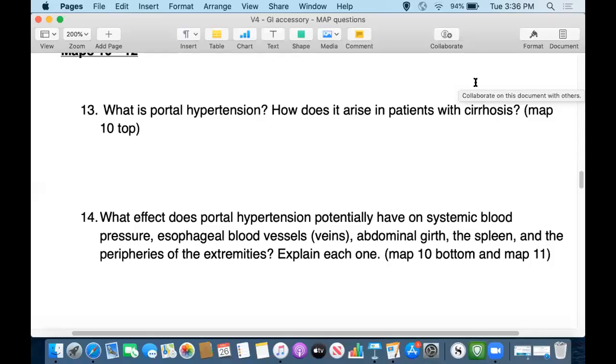Welcome to Variations 4, the gastrointestinal accessory organs unit. In this video, we'll be covering questions 13 to 20, still on the topic of acute hepatitis, cirrhosis, and talking about specific offshoots of the cirrhosis or severely scarred liver, such as portal hypertension, hepatic encephalopathy, ascites, and esophageal varices. So question 13, what is portal hypertension and how does it arise in patients with cirrhosis?